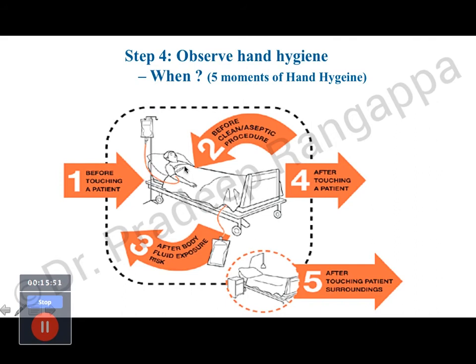And after you have done some procedure exposed to fluid, you have to clean your hands. And after body fluid exposure, you have to clean your hands. And after touching a patient, you should clean your hands. And even after touching any of the environmental surfaces in contact with the patient, one has to clean it. So these are the 5 areas where you should reiterate in your mind that hand washing or hand cleaning would be important at every step: before procedure, after procedure, before touching, after touching, and in contact with the surroundings.